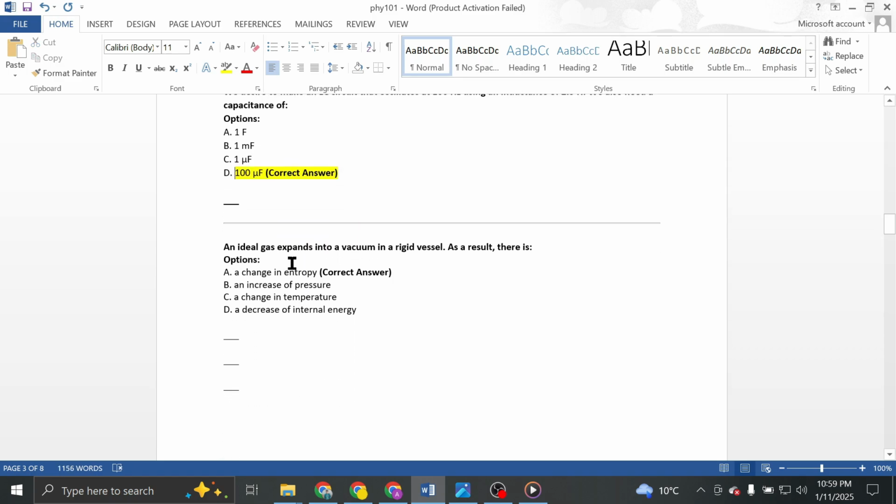An ideal gas expands into a vacuum in a rigid vessel. As a result, there is. Options: A, a change in entropy. Correct answer. B, an increase of pressure, C, a change in temperature, D, a decrease of internal energy.